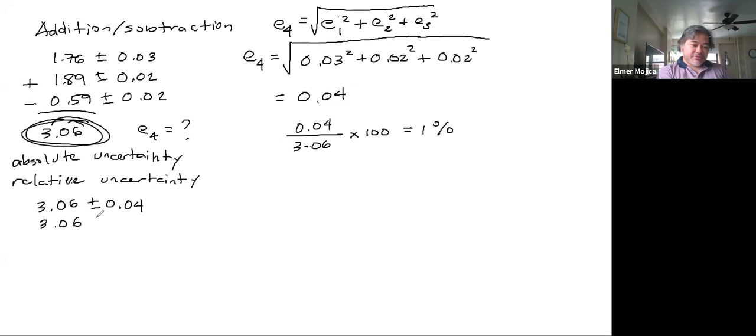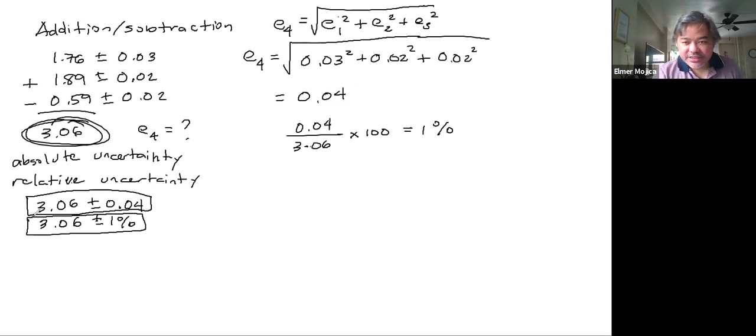So how are we going to write the relative uncertainty? 3.06 plus or minus 1%. So those are the answers that you have there when you are asked to get the uncertainty for addition and subtraction.